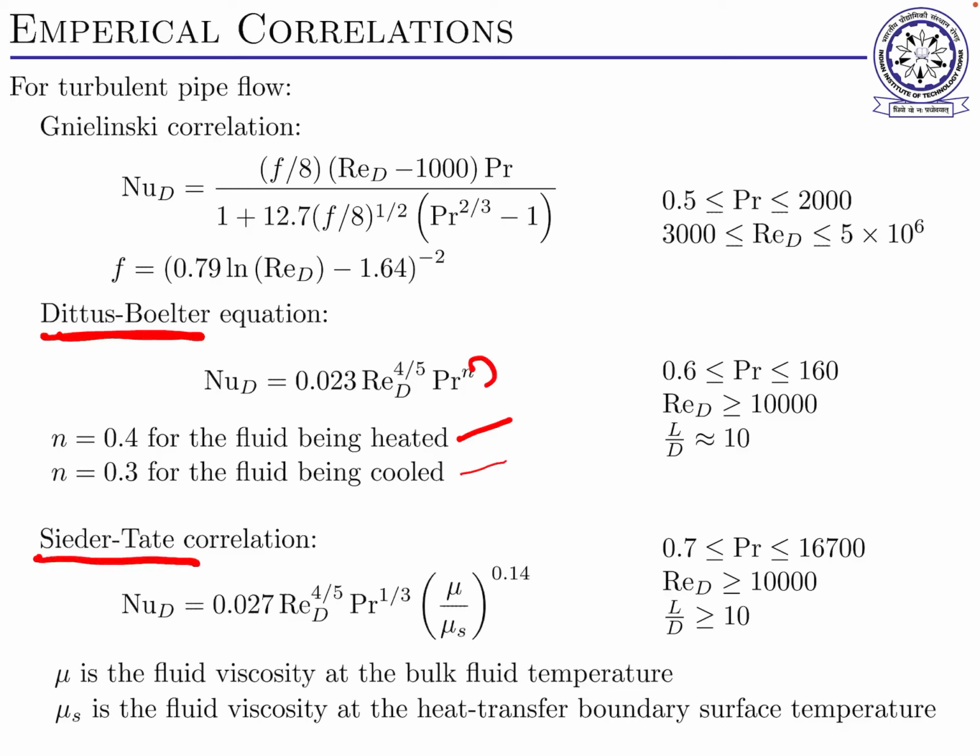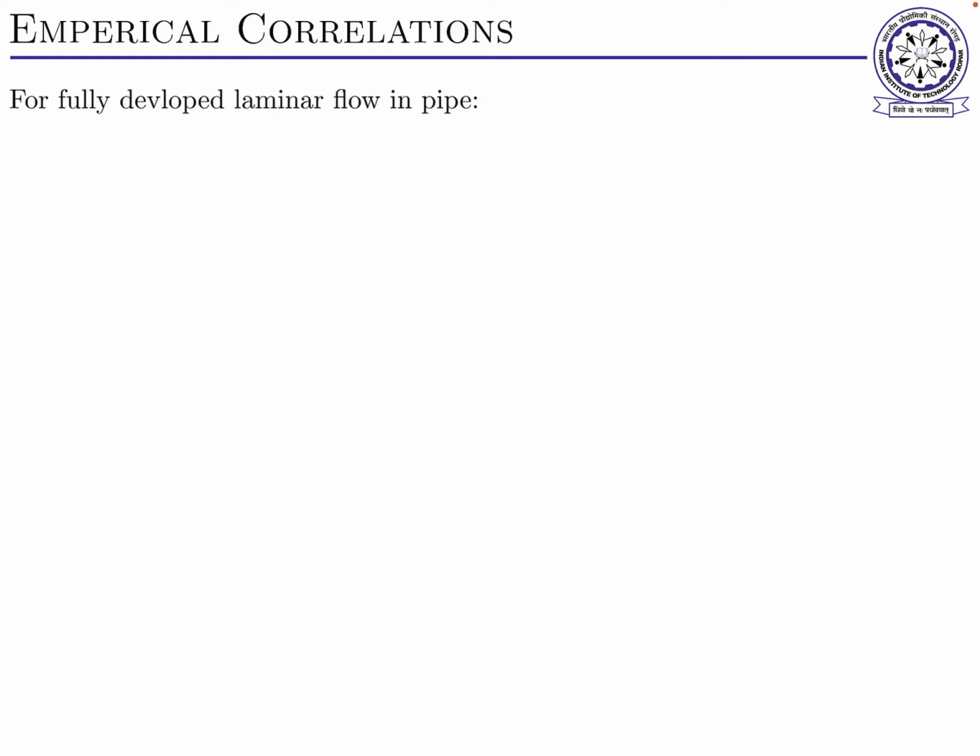The Sieder-Tate correlation is more exact than this Dittus-Boelter, but Dittus-Boelter is very easy for some mathematical reasons. And in a very special case, when the flow is inside a duct and it's fully developed and also laminar, the Nusselt number is a constant.